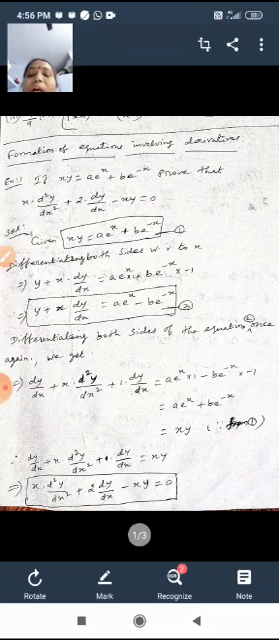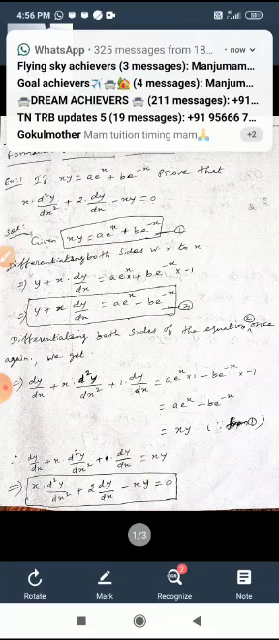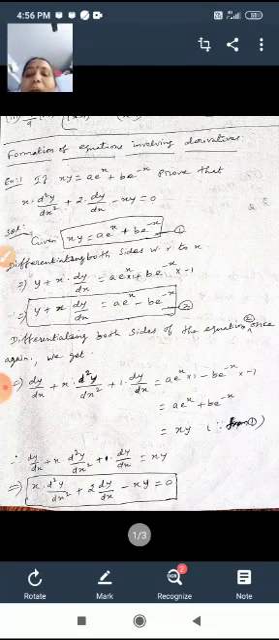Therefore, this implies y + x dy/dx, keeping x as constant, is equal to a e^x, whose derivative is e^x, then minus b e^(-x), whose derivative is e^(-x) into minus 1. Therefore, we get a e^x - b e^(-x). This is equation number 2.